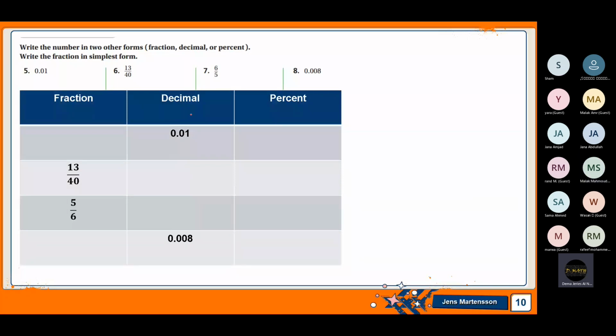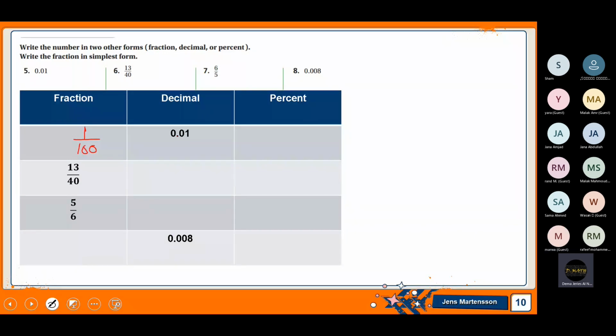0.01 decimal. How do you write it as a percent? Okay, so first thing we have to know is the fraction. We will write it as a fraction, 1 over what? 1 over 100. Thank you, Marwa. 1 over 100.